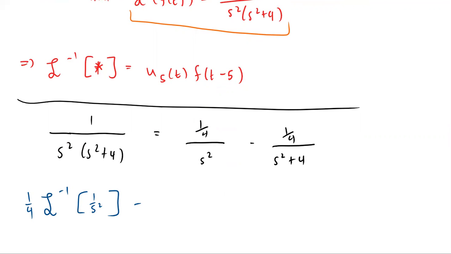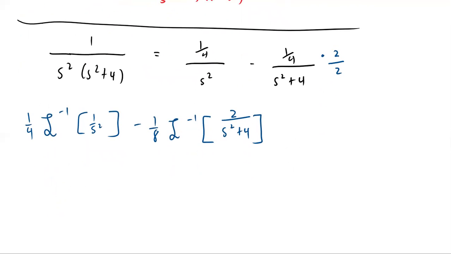here, I want to write it in a way that looks just like the Laplace transform of sine of kt. Since we have 4 on the bottom, that's 2 squared, so our k has to be 2. So just multiply top and bottom by 2. If we do this, we get a 2 and a 1 over 8. So minus 1 over 8 Laplace inverse of 2 over s squared plus 4. And again, we know what this is. This is just sine of 2t.